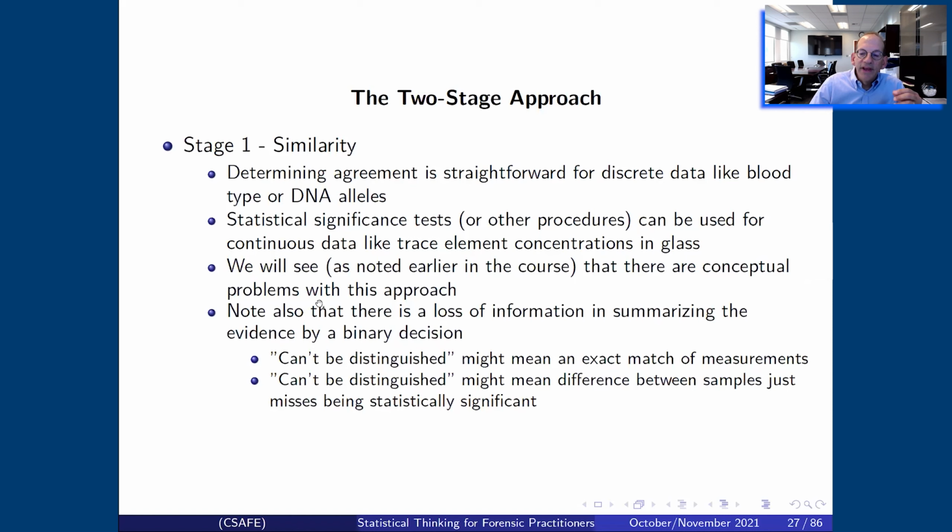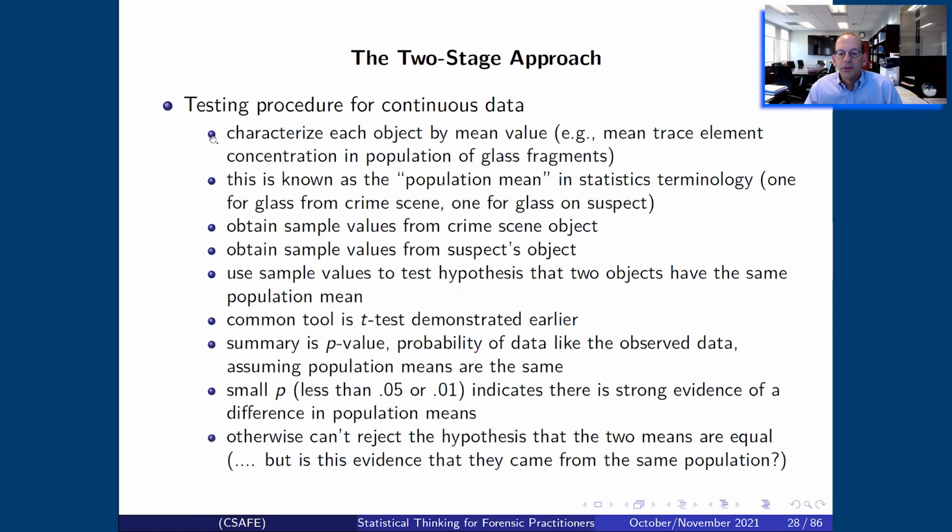I note here, and we'll talk a little bit more about it, one challenge with the two-stage approach is when we say that we can't distinguish, it blurs a number of situations. It blurs the case where the two situations appear to match perfectly, and we can't distinguish them, from the situation where they don't match, but they're close enough that we can't rule out that they came from the same source. And those just get treated exactly the same in the two-stage approach, and that one might think of as a problem.